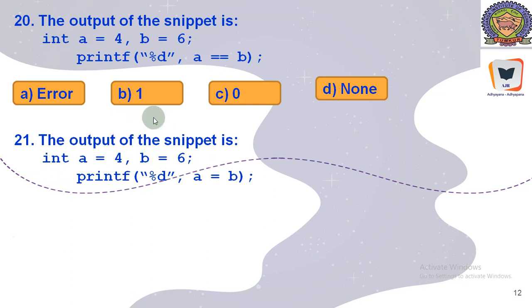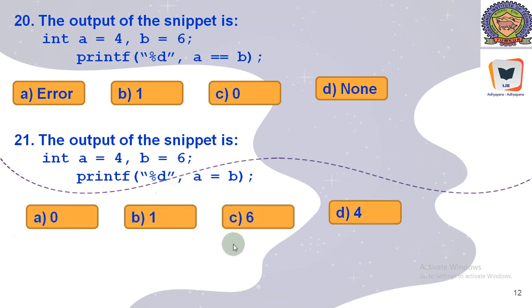Now, the output of this snippet is A equal to 4, B equal to 6, A equal to B. Okay, A equal to B means here A will be equated to B. So, A's earlier value is 4 and it is overwritten by 6. Now, what A carries is 6 and it is A which will be printed. Okay, therefore, the answer should be 6.